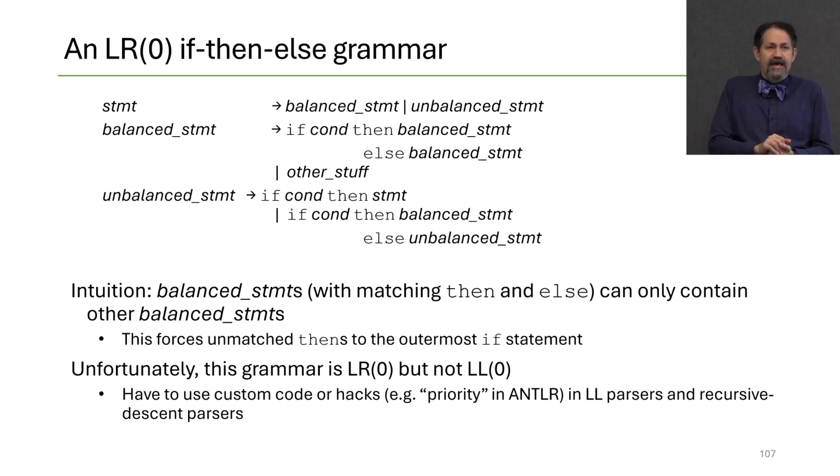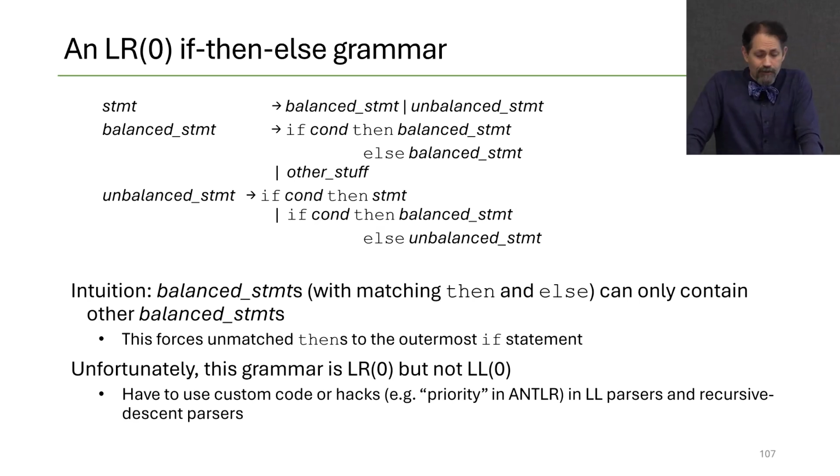The intuition is that the balanced statements have matching then and else, and they can only contain other balanced statements. And so what that does is it forces unmatched thens to the outermost if statements, right? Because the unbalanced statement on the outside can have a balanced statement inside the then clause, but once you get into balanced statements, you can't have any more unbalanced statements inside them, right? Everything has to be balanced at the inner part, and then at some point you get unbalanced things.